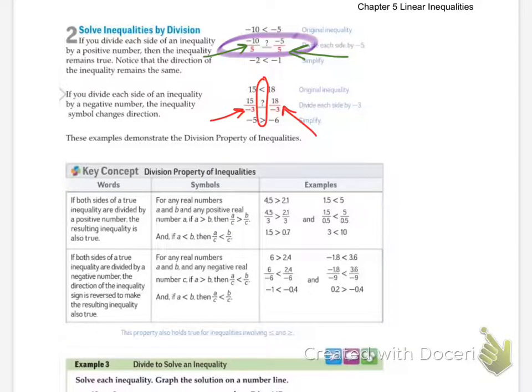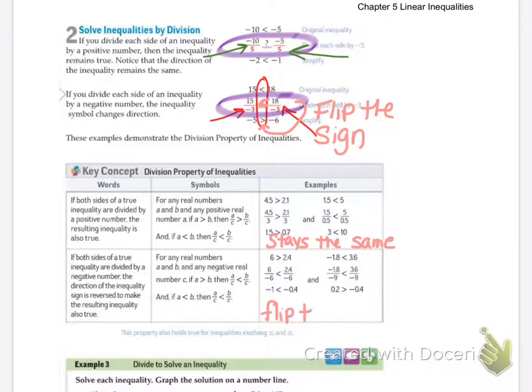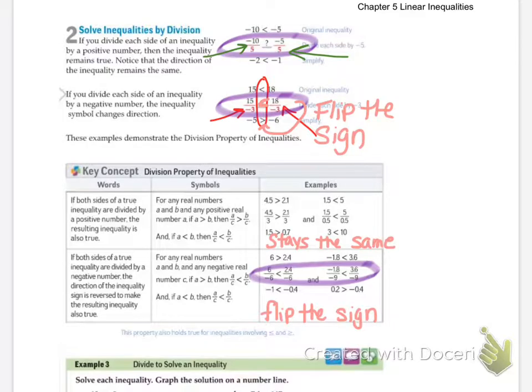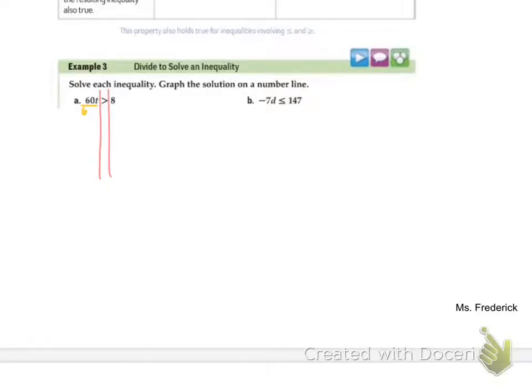They give us further examples here in the key concept box. If there's a negative, we need to flip the sign. If it is positive, the sign stays the same. If we're dividing by a negative, then we need to flip the sign, such as where I highlighted in the purple. Pause the video if you need to and circle that point. We will finally see this in an example and be done with our notes for today.